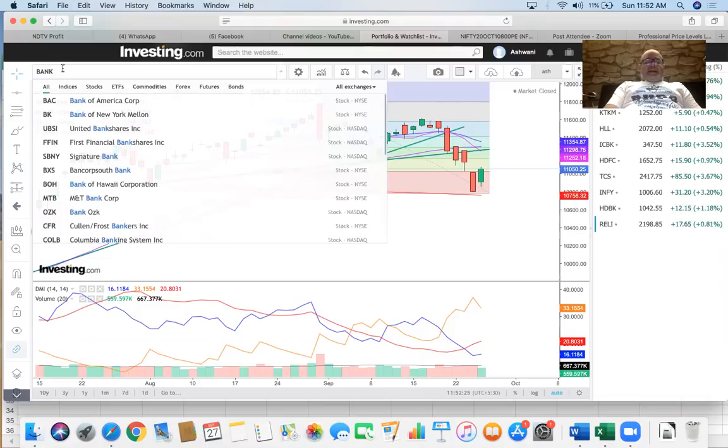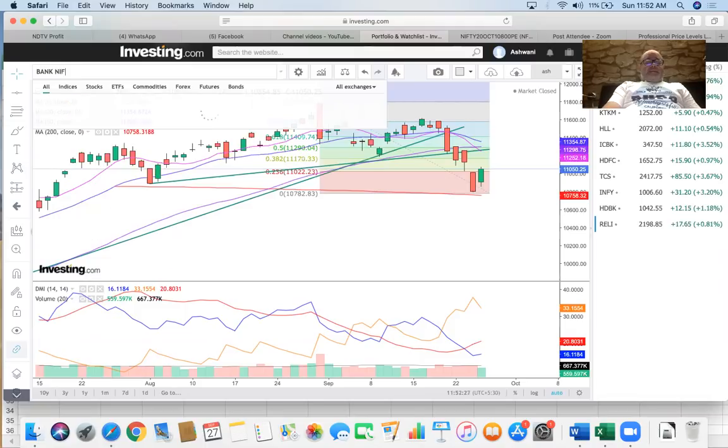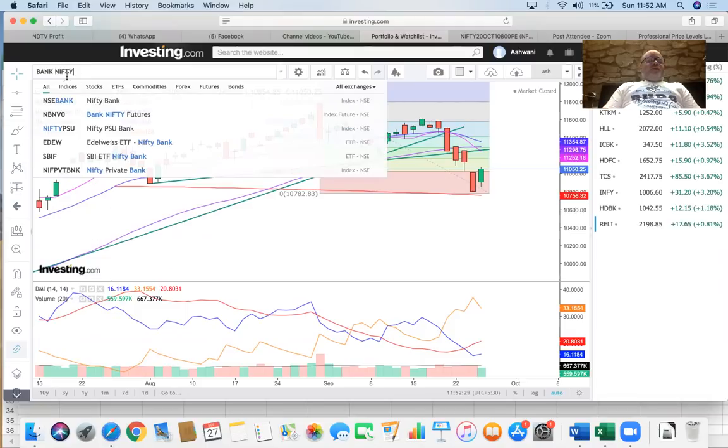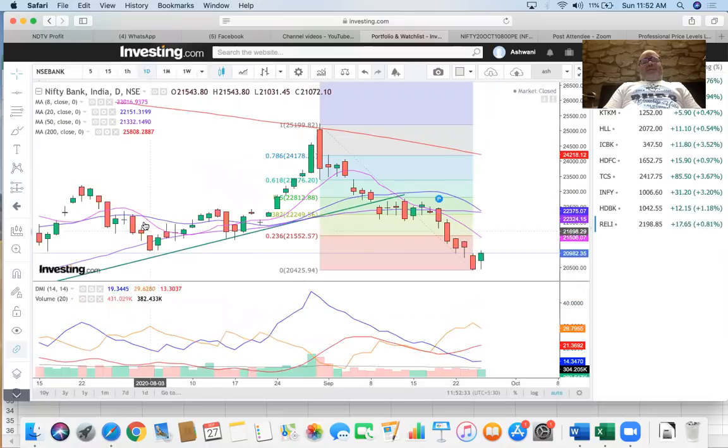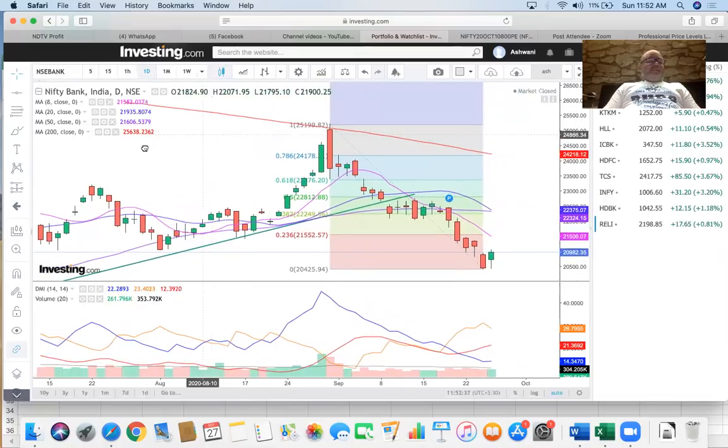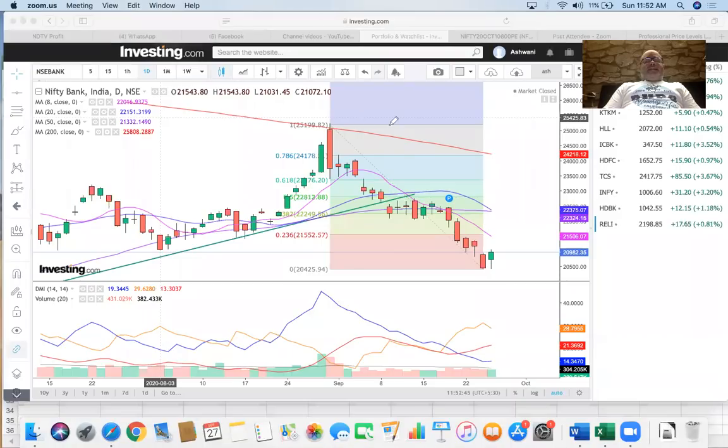Bank Nifty, we have events like the Supreme Court judgment, etc. Now people think that that judgment is going to change something. In my view, this is a structural decline on banks.